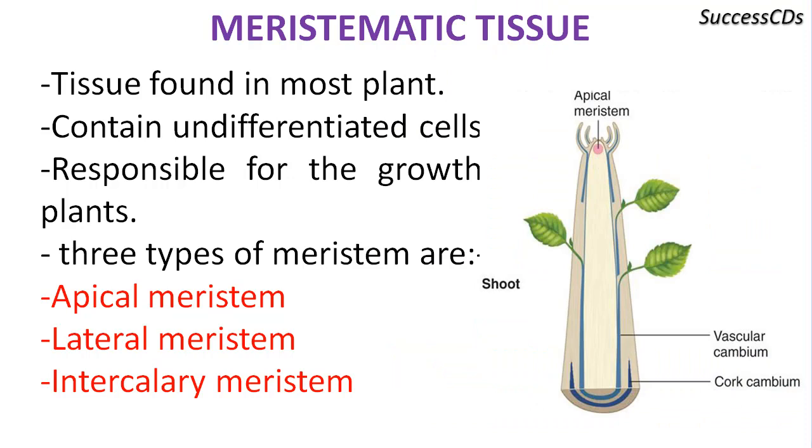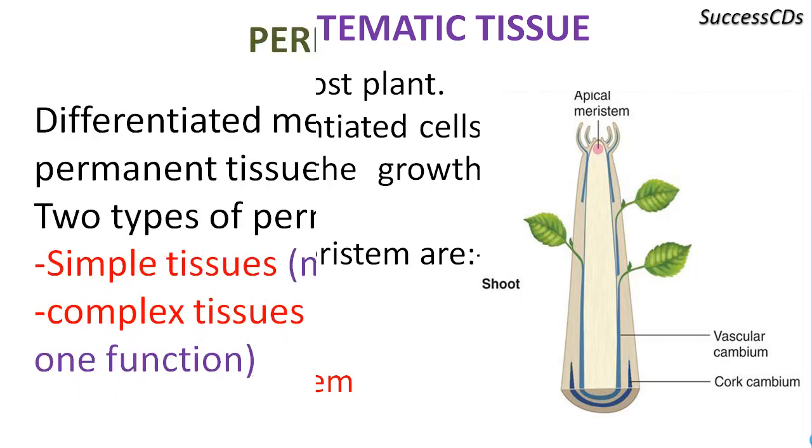Meristematic tissue. This tissue is found in most plants and it is responsible for the growth of plant. Cells in these tissues can divide and form new tissues. It is of three types: apical meristem, which is present at the tip of stem and root and responsible for the growth in length; lateral meristem, which is present beneath the bark and responsible for the growth in girth of trunk. Lastly, intercalary meristem, which is present in nodes of leaves and cells.